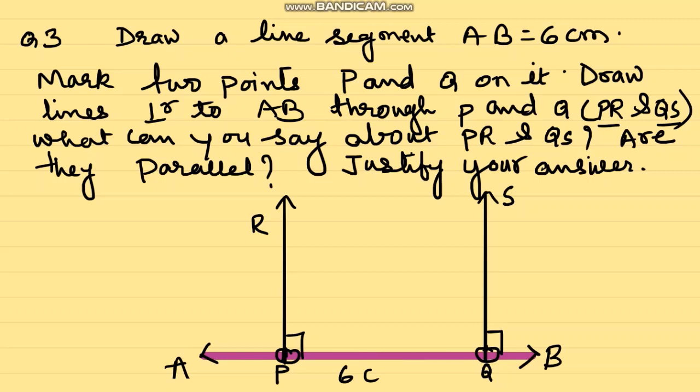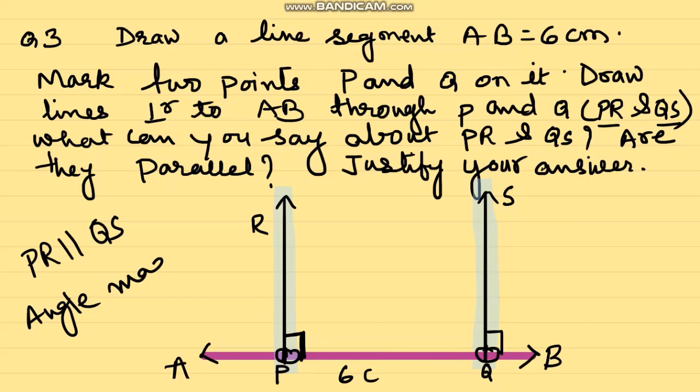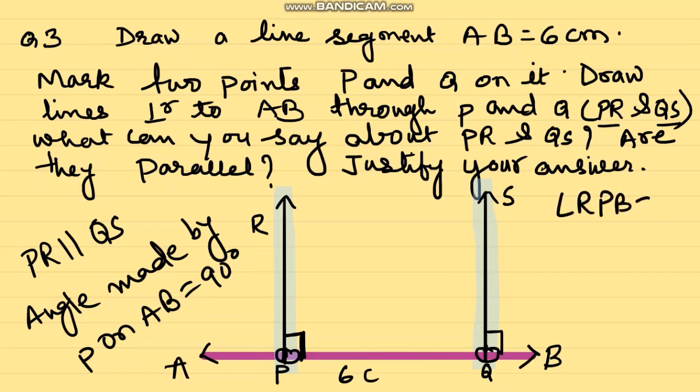Now, what is being asked? What can you say about PR and QS? Now, you have to tell what you can say about PR and QS. Now, see children, you can say that PR is parallel to QS. Why? Because see, this angle made by P on AB is equal to 90 degrees, isn't it? See, angle RPB is equal to 90 degrees.